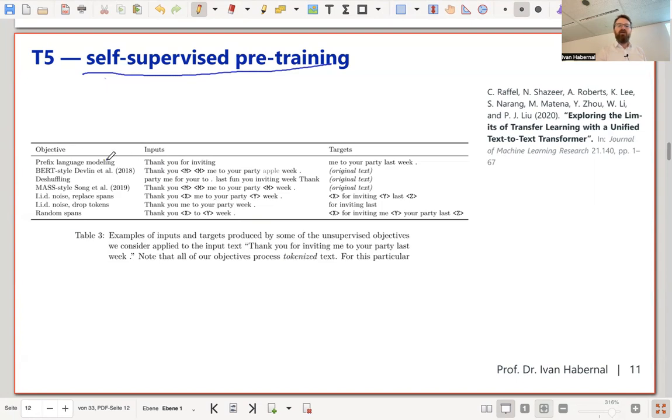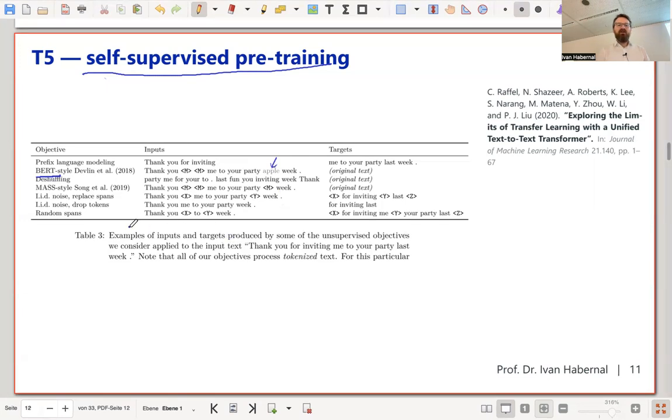And here, prefix language modeling would be: "Thank you for inviting", and the model should predict "me to your party last week." Okay, this is basically the language modeling thing. Then the BERT style would be masking. So "Thank you", and you mask two words, "me to your party". And this is like corrupting a word, replacing one word randomly, something like that. So this is the BERT style pre-training, and the model should recover what these two tokens were, and this as well.